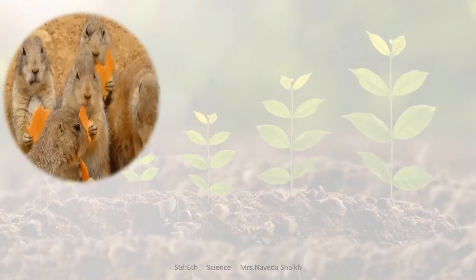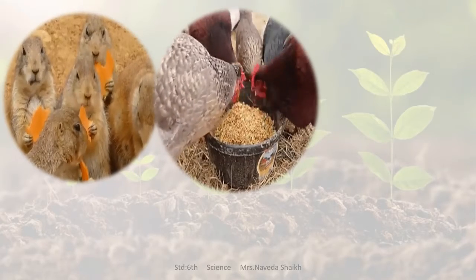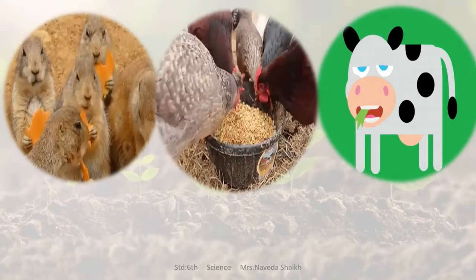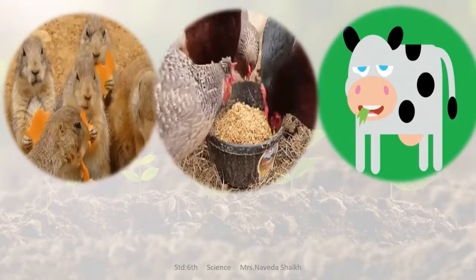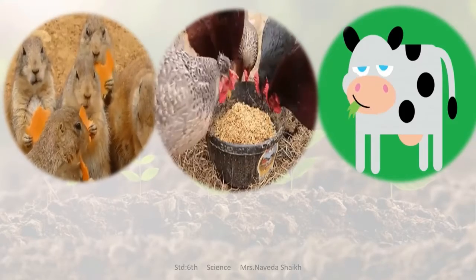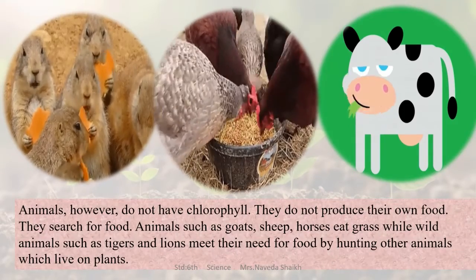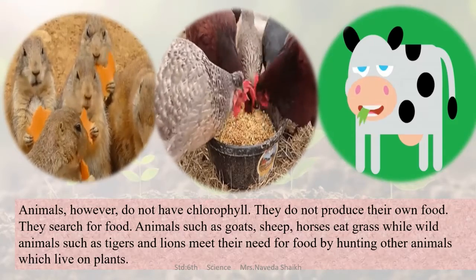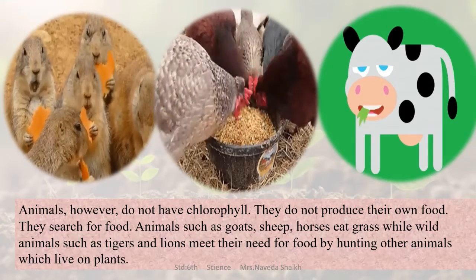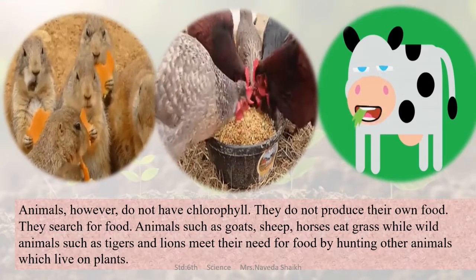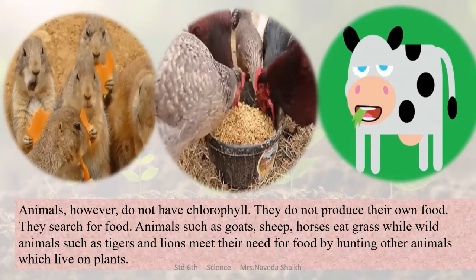Now here you can see these animals, they are eating. You can see these hens also eating grains. You can see a cow chewing grass. So all living organisms, whether plants or animals, depend upon what they eat. Cows generally eat grass or leaves, etc. Animals, however, do not have chlorophyll, and that is the reason they need other plants or other animals for their food. They need other plants for their survival. Everybody is getting it? They search for food.